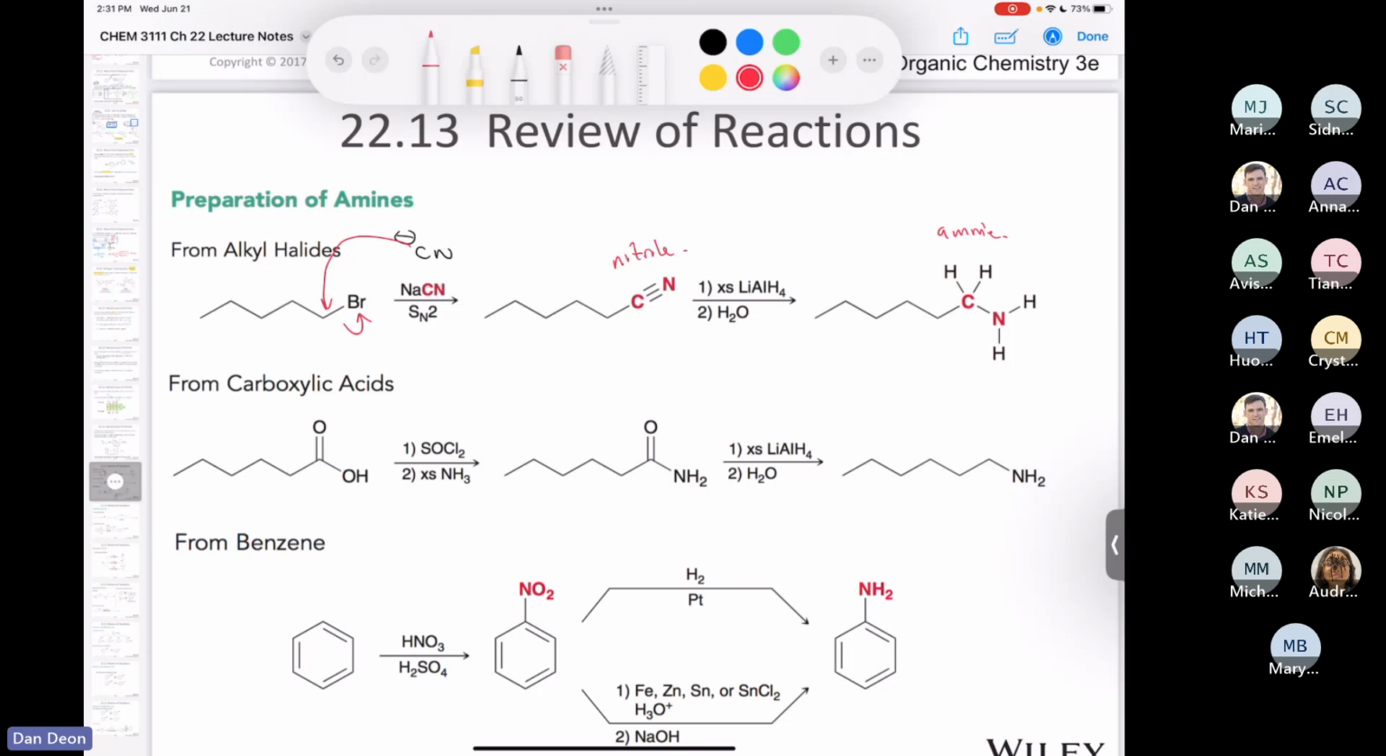If you have a carboxylic acid, you can treat that with thionyl chloride. That will make the acid chloride. Then you treat that with ammonia in excess. That will make an amide, and you can reduce the amide with lithium aluminum hydride again.